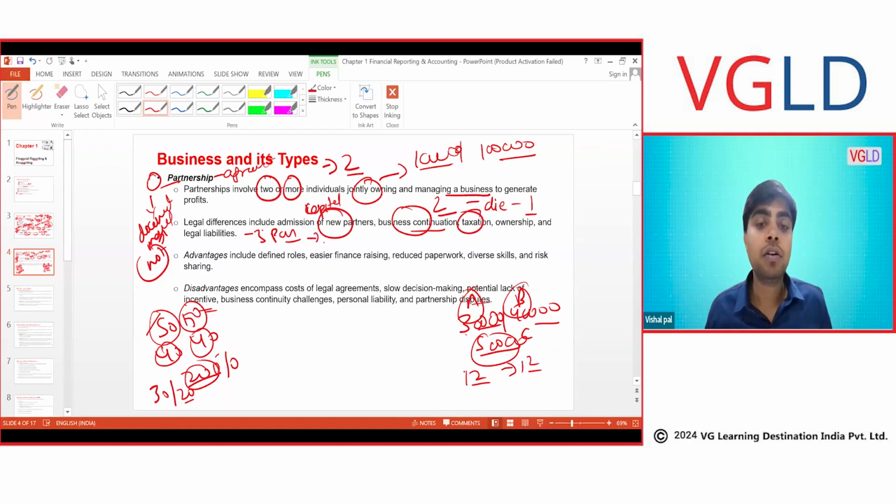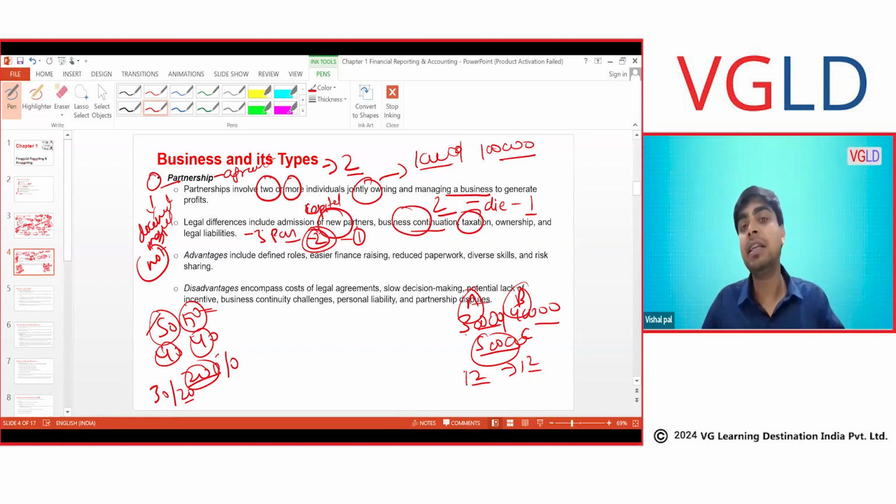Out of three partners, two partners remain, one partner retires. In that case, can they continue with the old partnership firm? No. The old partnership firm will cease to exist and a new partnership between these two partners will continue. So continuation is again a problem. Just like a sole trader, if the person retires or dies, in that case, a new partnership gets formed.